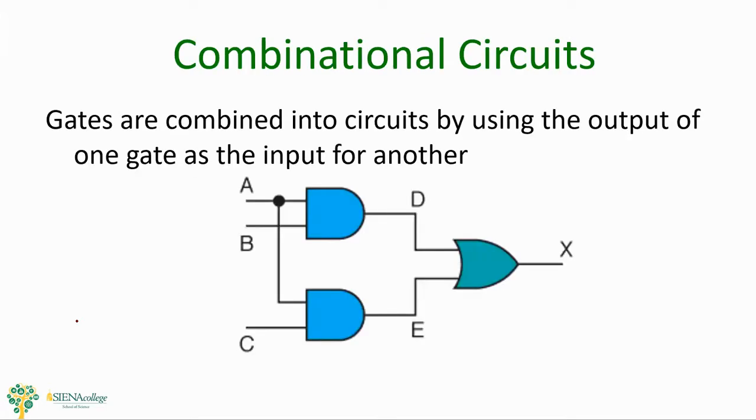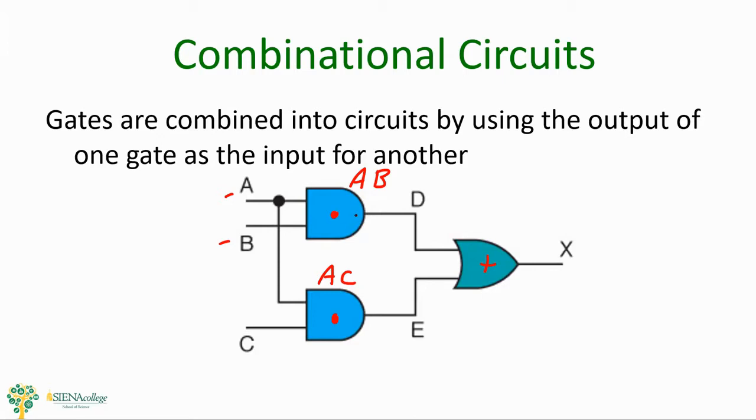Here's an example. We have two AND gates. Here's an AND, here's an AND, and we have an OR gate. Inputs A and B go into this first top AND gate. So we have A and B. This bottom AND gate has A, you see the little joining symbol here, and C. So we have A and C.